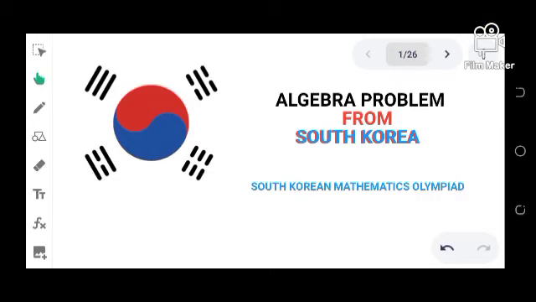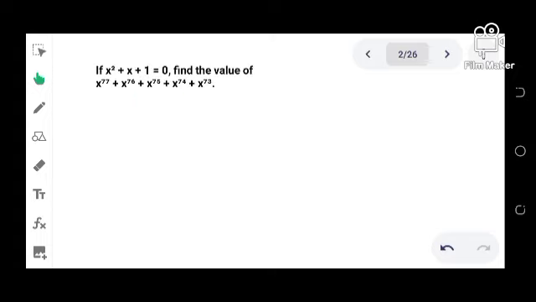Good day, everyone. Let's try to solve this algebra problem from South Korea taken from the South Korean Mathematics Olympiad. And here is the question.